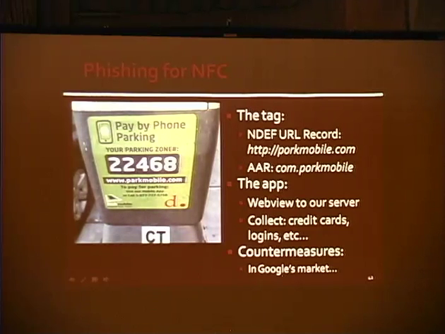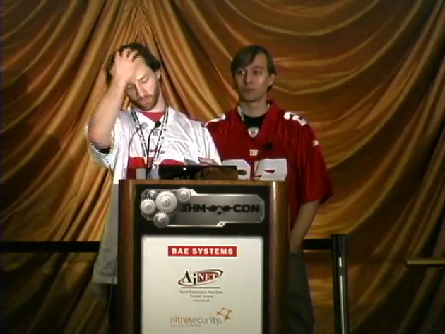Just to break it down, the tag has an NDEF URL record to porkmobile.com. The AAR, which is just an additional record in that tag, is comm.porkmobile. Then the application is just a web view to our server to collect whatever information we want, credit cards, login, etc. So the countermeasure to an attack like this, particularly this one, is that we're putting the app in Google's marketplace. So at any time, they could revoke this app, like if Pork Mobile gets too popular.